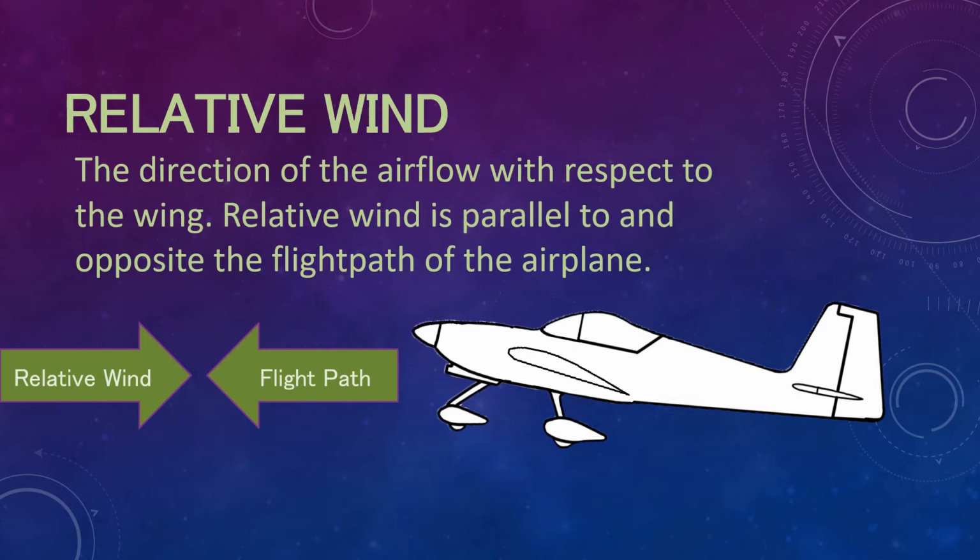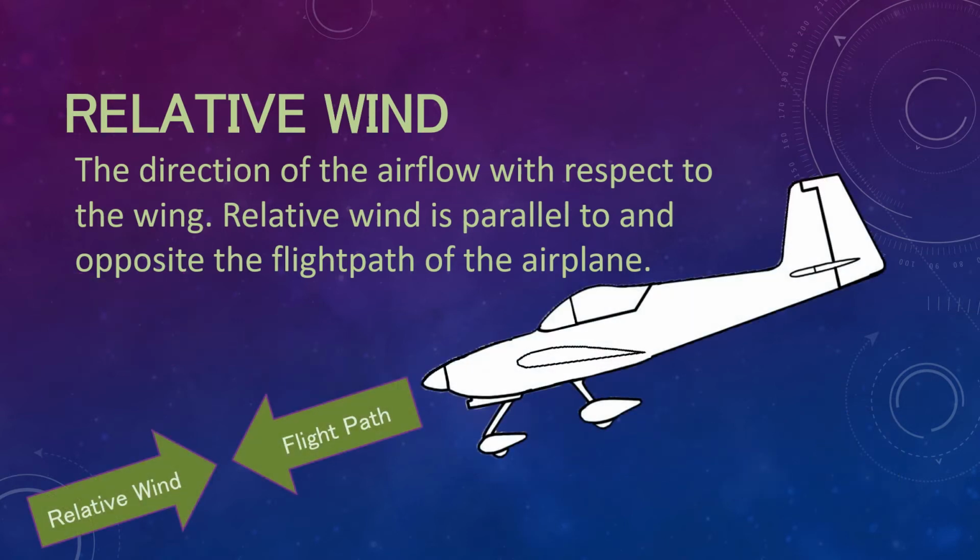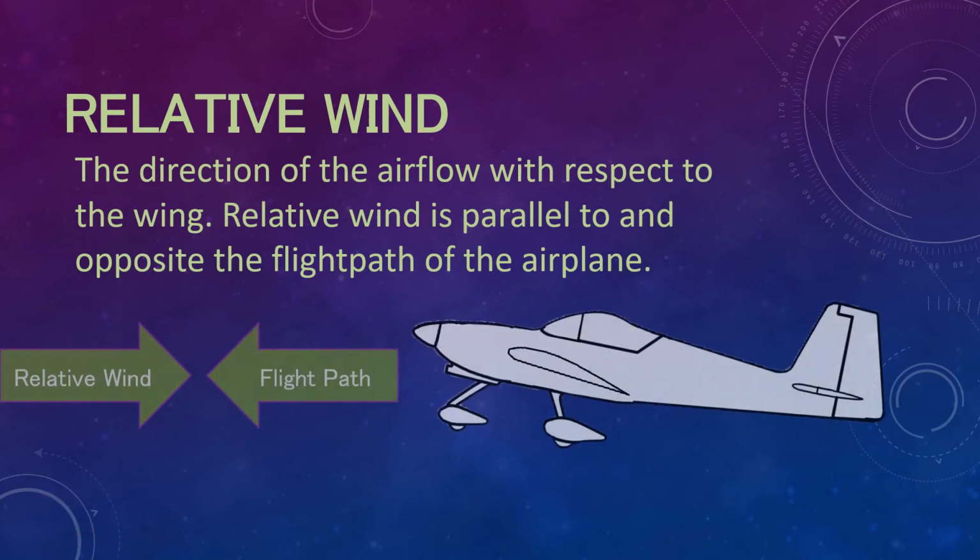It doesn't matter where the nose of the airplane is pointed or where the ground is. Relative wind is always parallel to and opposite to the direction of flight. So remember that relative wind is the air moving toward the aircraft parallel to the direction of flight.